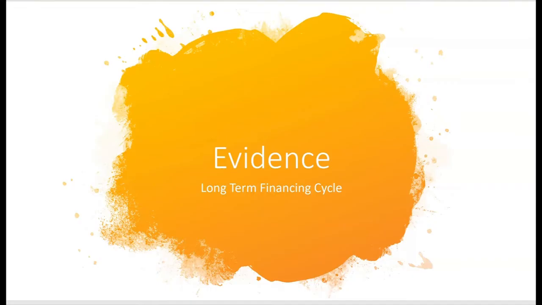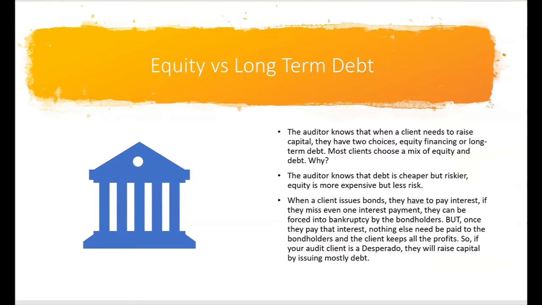All right, what do we have to know about the long-term financing cycle? The auditor knows that when a client needs to raise capital, they have two choices: equity financing or term debt. Most clients choose a mix of equity and debt. Why? Well, the auditor knows that debt is cheaper but riskier. Equity is more expensive but less risk.